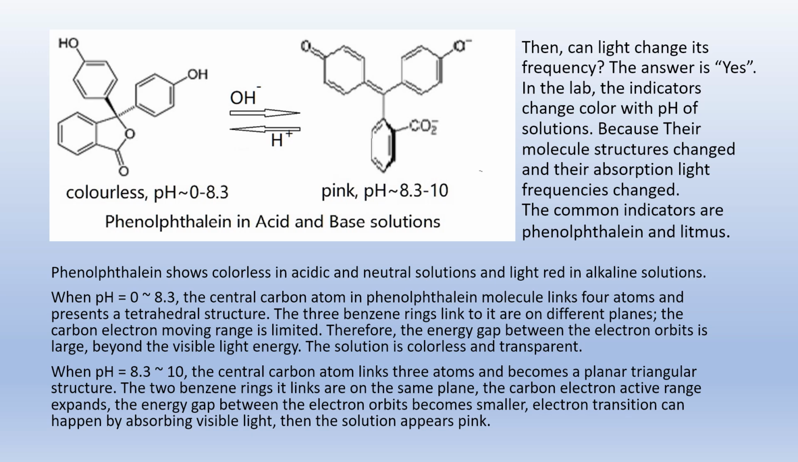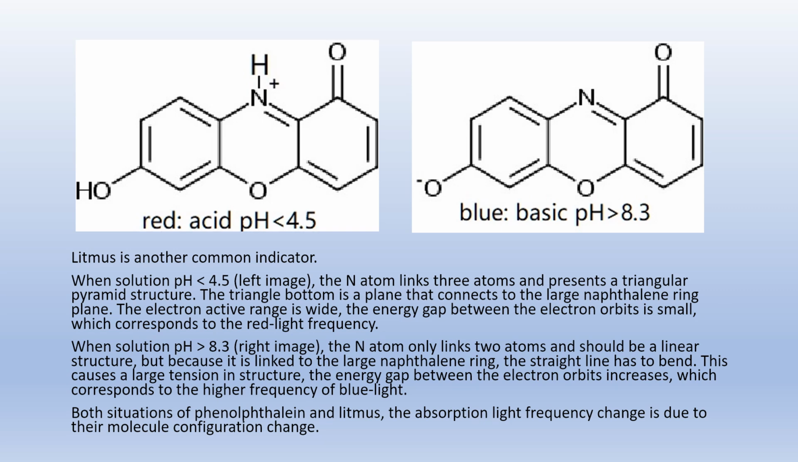When pH is 8.3 to 10, the central carbon atom links 3 atoms and becomes a planar triangular structure. The 2 benzene rings linked to it are on the same plane. The carbon electron active range expands, and the energy gap between the electron orbits becomes smaller. Electron transition can happen by absorbing visible light. Then the solution appears pink. Litmus is another common indicator.